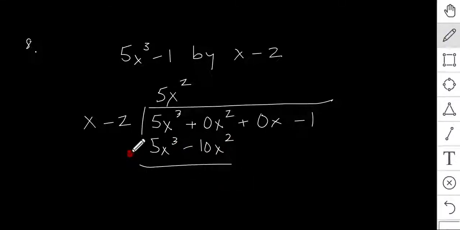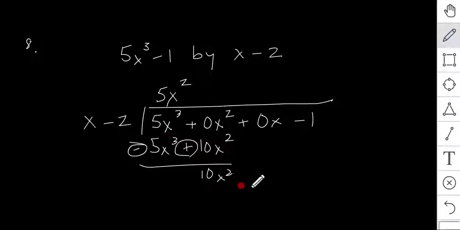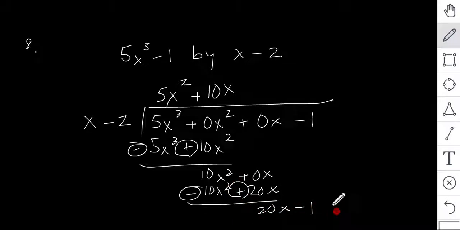We are going to change our signs and add. So we're going to get 10x squared. We're going to bring down a 0x, and we're going to get plus 10x right here. And we would get 10x squared, I'm going to run out of room, minus 20x. Change your sign. I know it's babyish, but it really helps me. 20x minus 1. We go one more time.